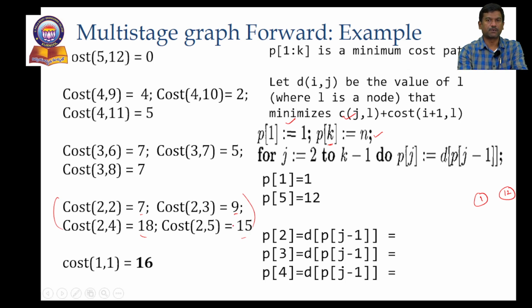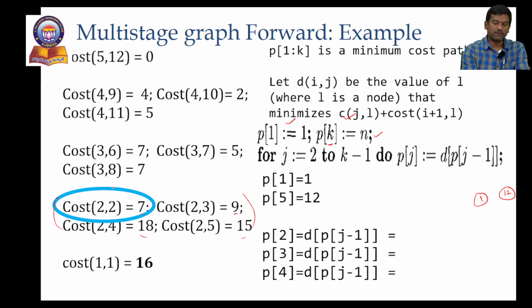This has already been computed in your previous part. And out of these, the minimum is equal to 7. So the minimum is equal to 7. And out of this, what is the value of j, which indicates the vertex? That is 2. That will be the respective value of your P of 2.